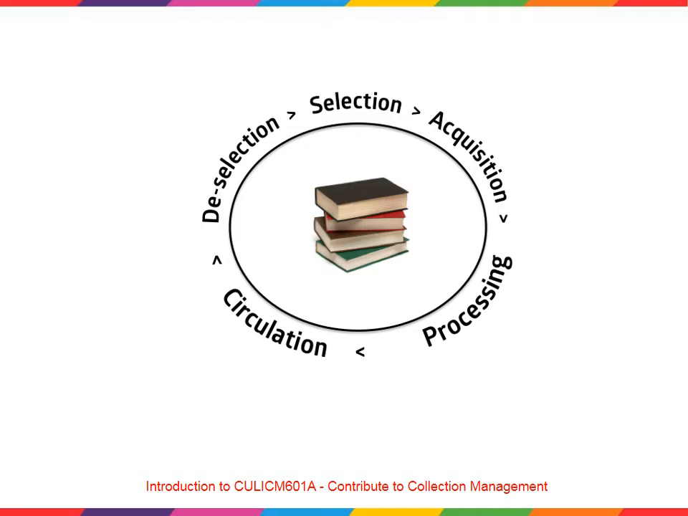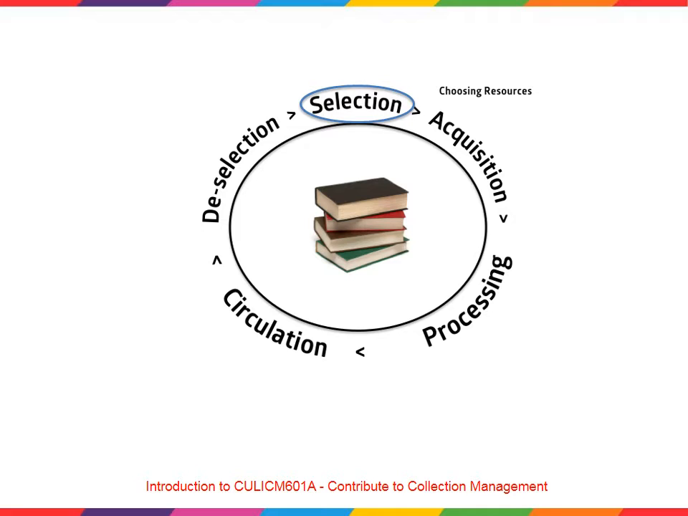So we have selection, acquisition, processing, circulation, and then after many iterations of circulation, deselection and revisiting of selection, and the preservation of our collection through the acquisition of replacement items. Okay, let's unpack each of these in as much detail as we can. Selection. Selection is, of course, the process of choosing items to be included within the collection.